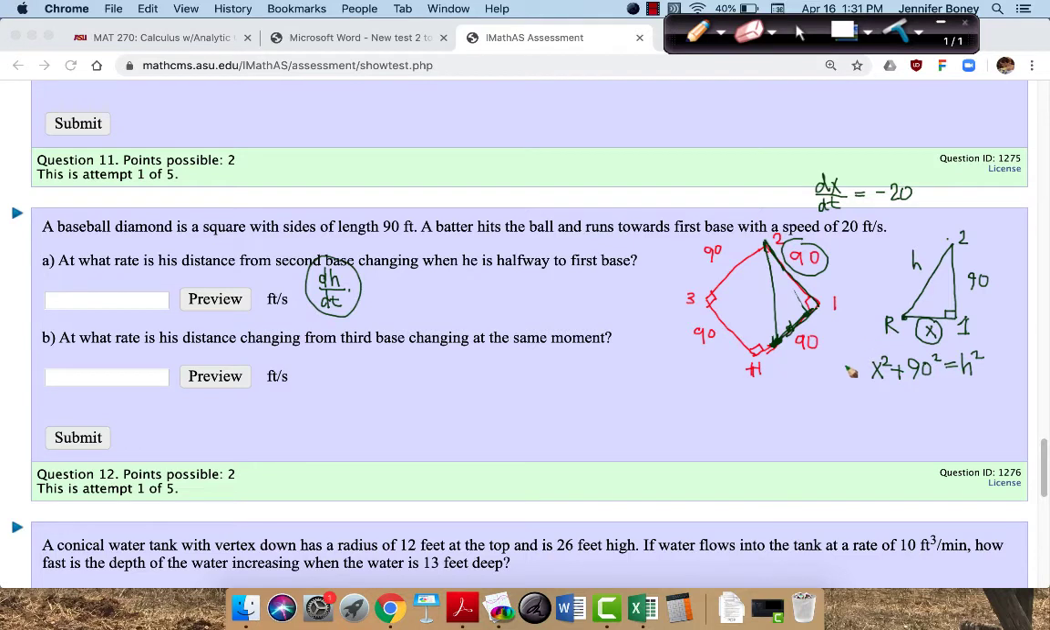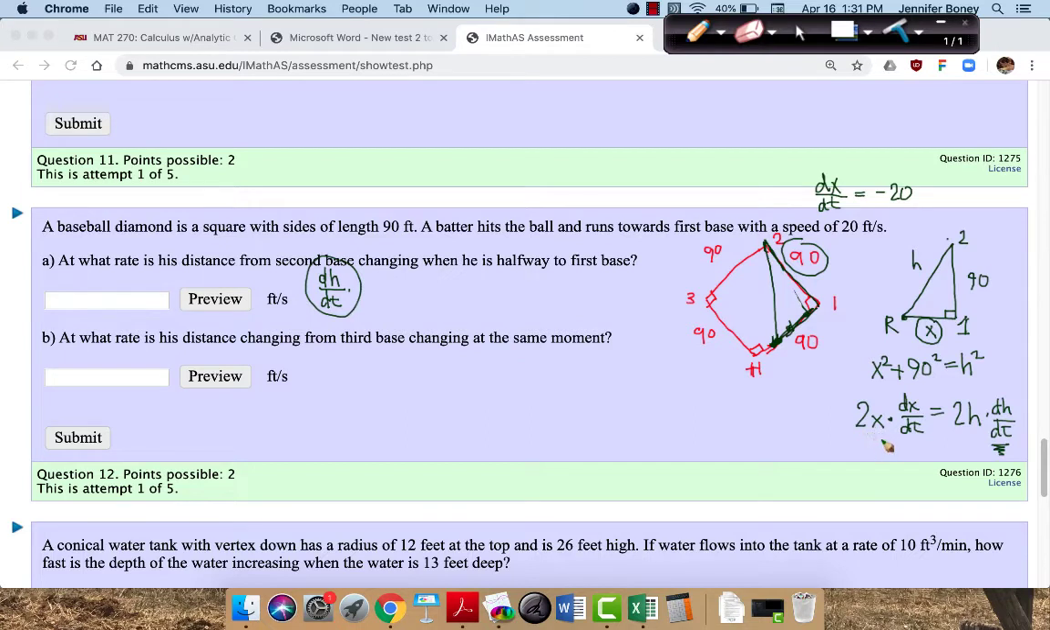This isn't. So when we go to take a derivative, it's going to look kind of like the circle equation we just dealt with, because that was also a right triangle. 2x times dx/dt plus 0, the derivative of 90 squared, since it's not changing. 2H times dH/dt is the derivative of the right-hand side with respect to t. dH/dt is what we're trying to find.